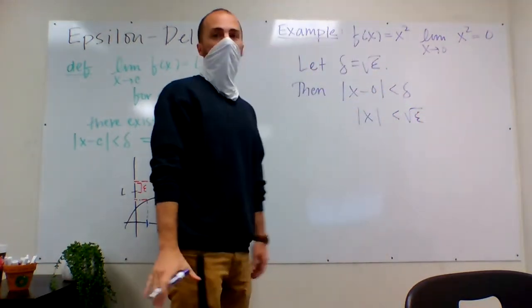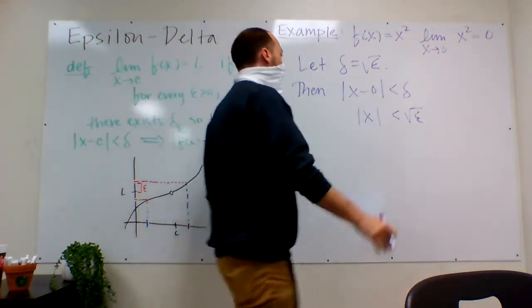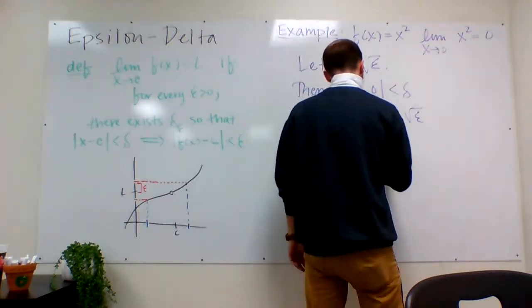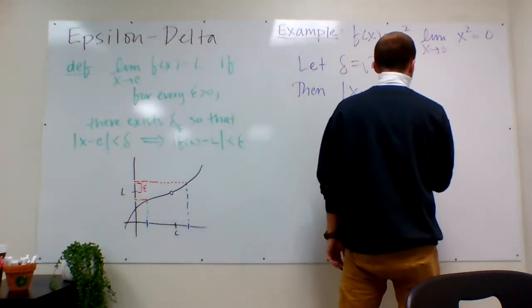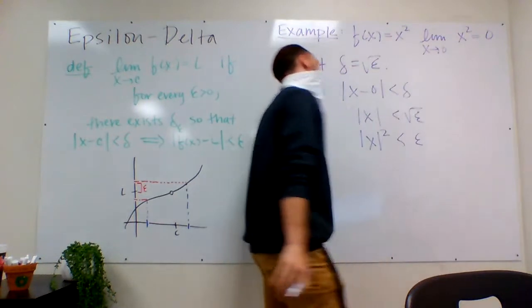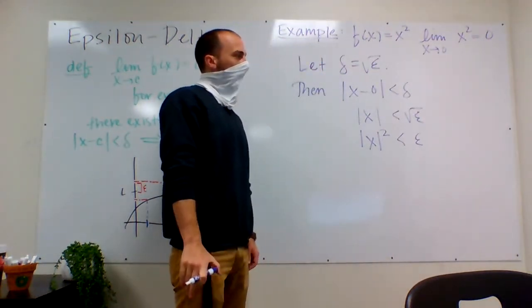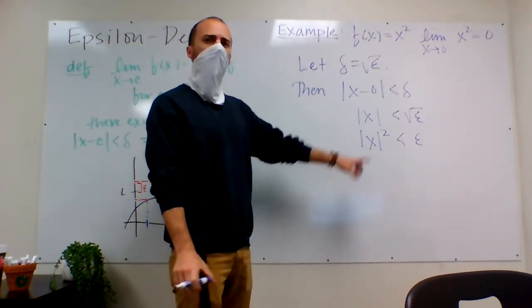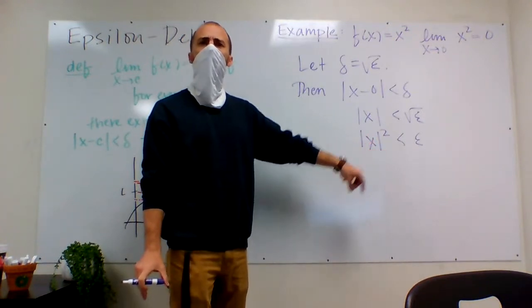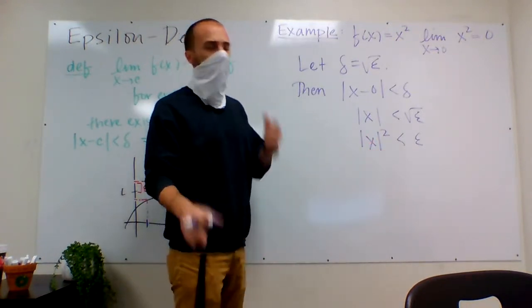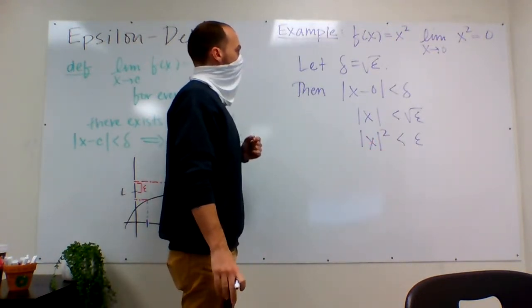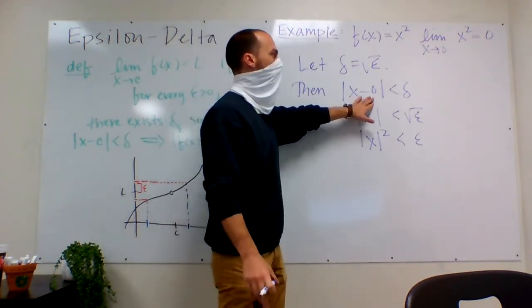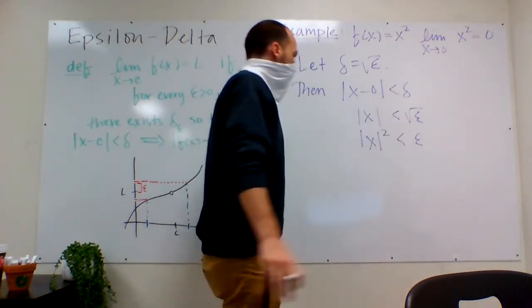And then what I can do is square both sides, and say the absolute value of x squared is less than epsilon. Squaring both sides of an inequality will definitely preserve the direction, provided that both things are positive in the first place, and this is a positive number, definitely.